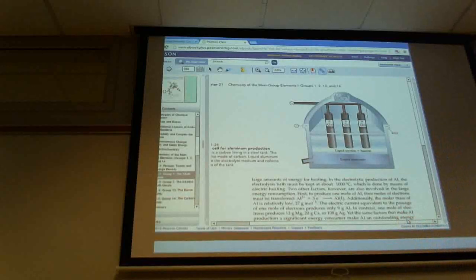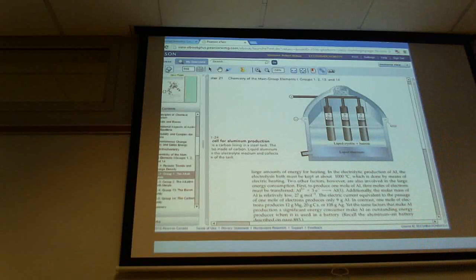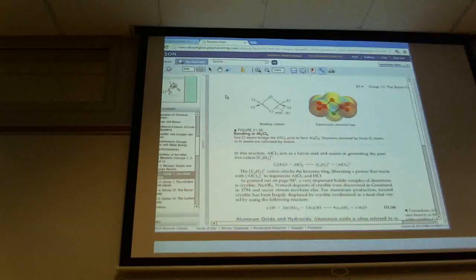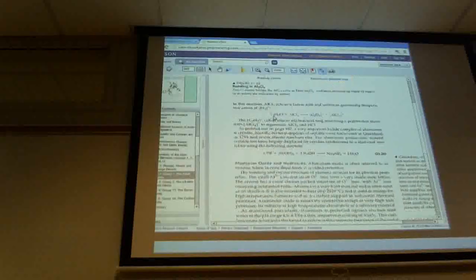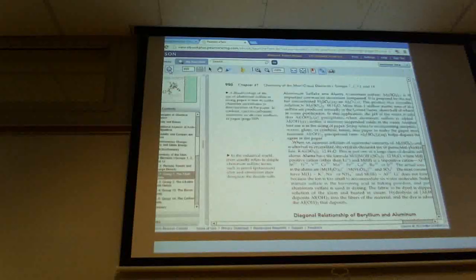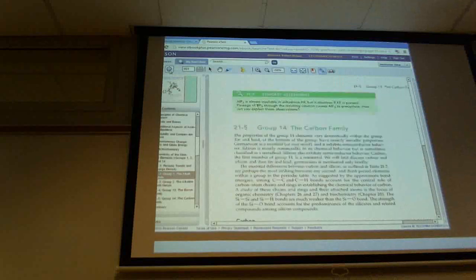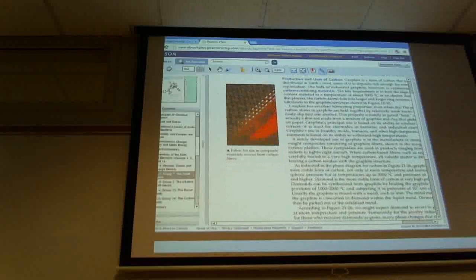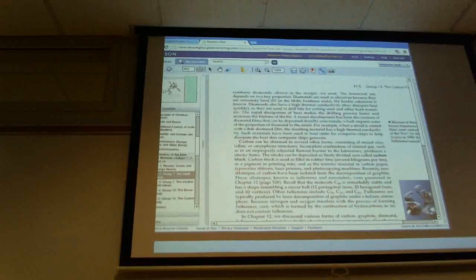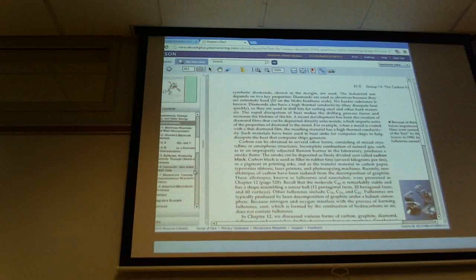What is aqueous salt? Aqueous salt would not work. This is another bizarre structure, Al2Cl6. All right, so those are some one-pot deals.